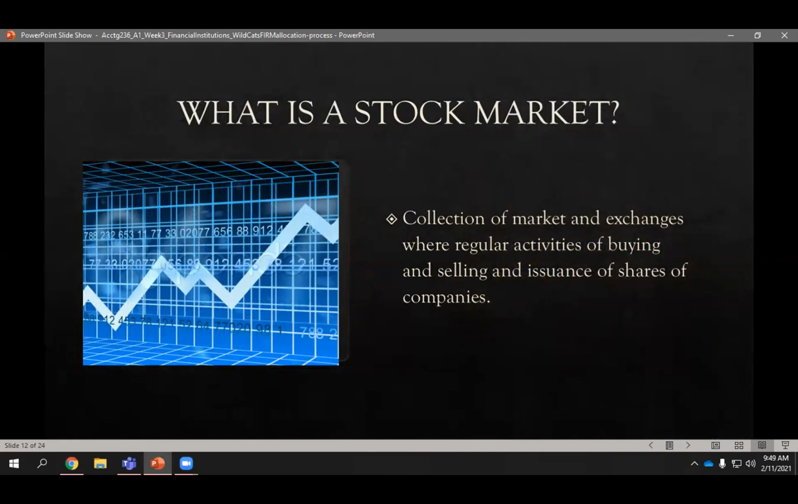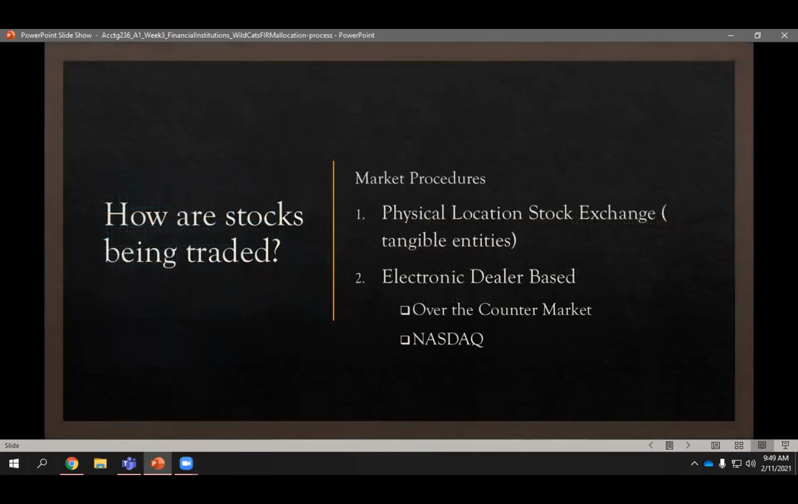So to continue, the stock market is a collection of markets and exchanges where regular activities of buying and selling and the issuance of shares of companies take place. Basically, the participants of stock markets include investors, stock dealers, and also the publicly listed companies. Stocks are traded through a physical location stock exchange, which is a tangible entity that conducts an auction market in designated listed securities. For example, the New York Stock Exchange.